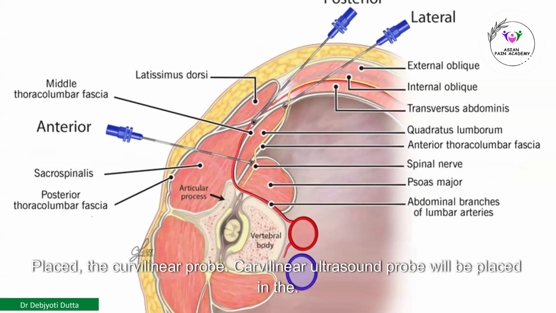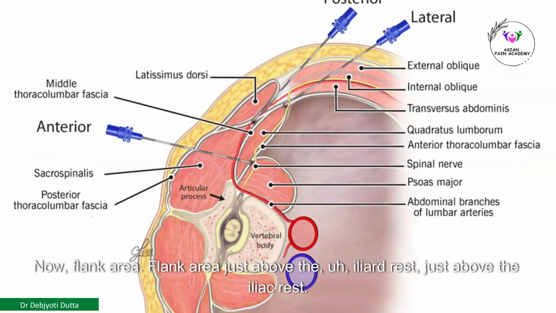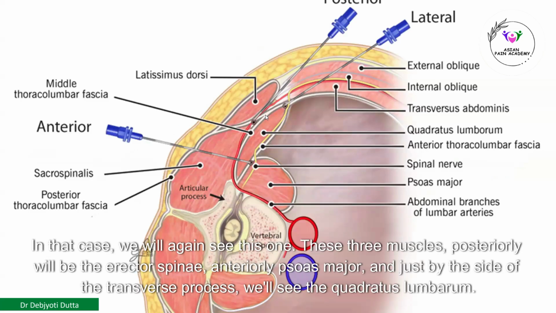When the ultrasound probe is placed, the curvilinear ultrasound probe will be placed in the flank area just above the iliac crest. In that case, we will again see these three muscles. Posteriorly will be the erector spinae, anteriorly psoas major, and just by the side of the transverse process, we will see the quadratus lumborum.